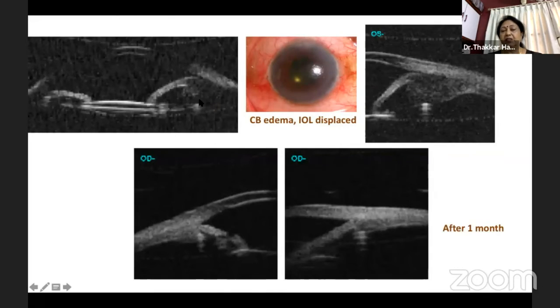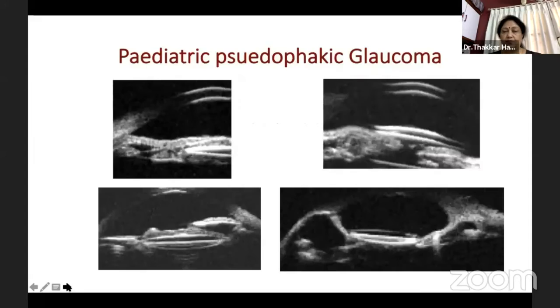In the same way, if there is intense ciliary body edema, it will push the IOL to one side and cause chronic irritation in the eye and secondary glaucoma. It was diagnosed by UBM, which is not possible by other techniques. After a month of treatment, the patient was very well.